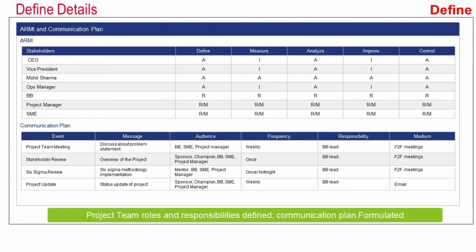The next thing is that the team has to finish the project on time, so they have created a communication plan. The communication plan defines the events: the team meetings, the stakeholder reviews, the Six Sigma review, and the project update that the team is going to send. It also defines the message during that meeting or event, who the audience will be, the frequency, who is responsible for setting these events, and the medium being used.